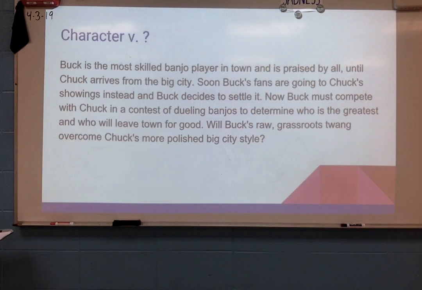Buck is the most skilled banjo player in town and is praised by all, until Chuck arrives from the big city. Soon Buck's fans are going to Chuck's showings instead, and Buck decides to settle it. Now Buck must compete with Chuck in a contest of dueling banjos to determine who is the greatest and who will leave town for good. Will Buck's raw grassroots twang overcome Chuck's more polished big city style?